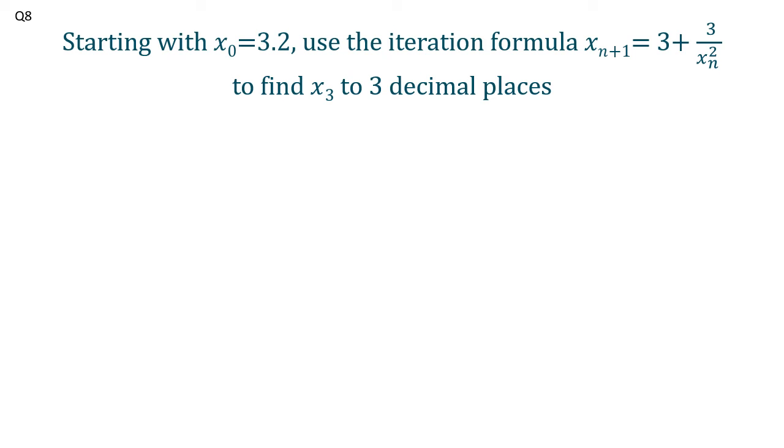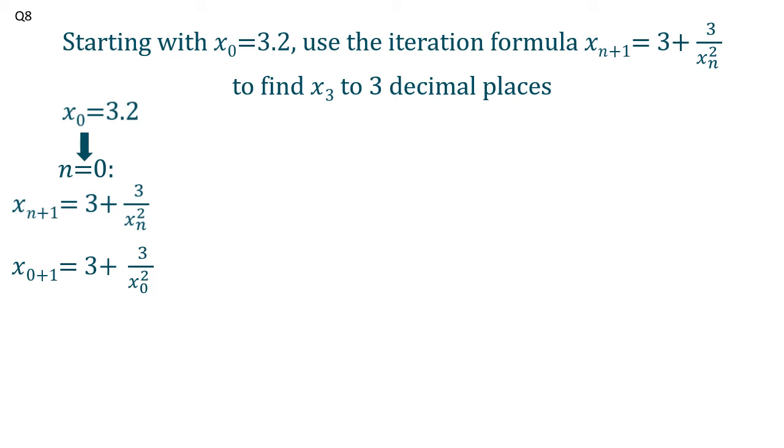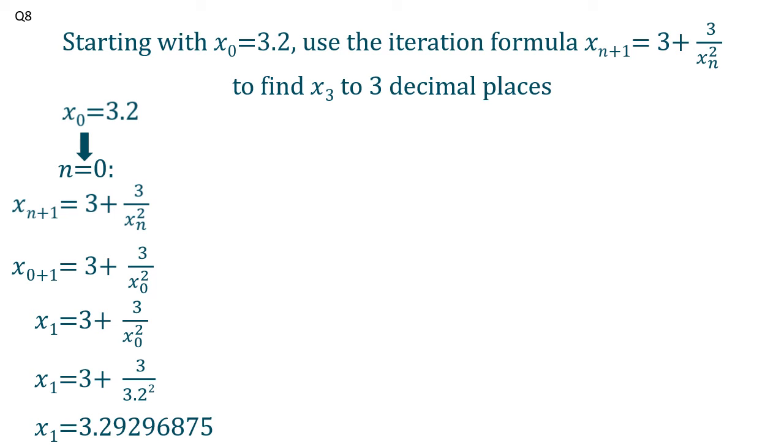We've been given x0 equals 3.2 in the question, so we know n equals 0. Substitute all the n's for 0 in the iteration formula. We know 0 plus 1 equals 1, so we can see we are calculating x1. As we were given x0 equals 3.2, we can substitute that in. Putting this into a calculator, we get x1 equals 3.29296875.